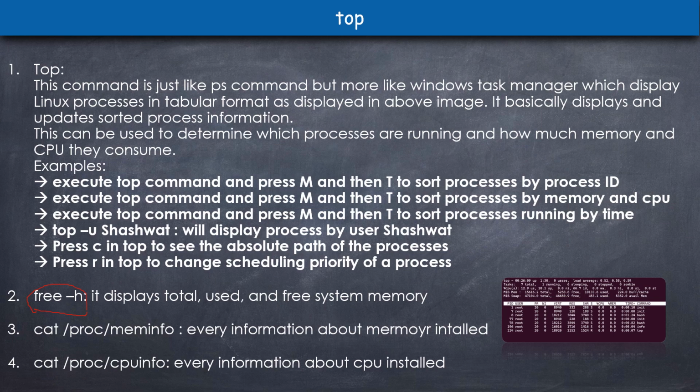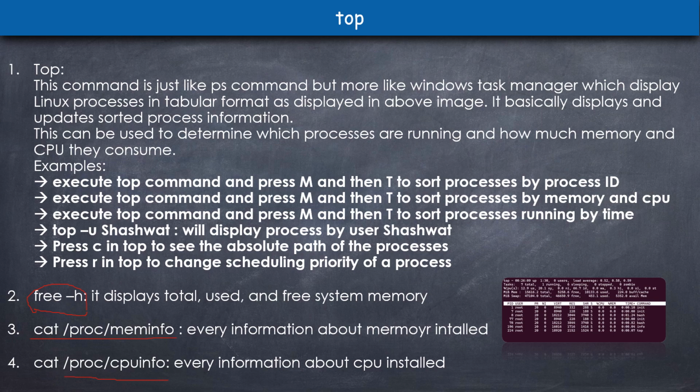This will give you a human readable format of memory information, like short information: how much memory is present on the system, how much is used, how much is buffered, those kinds of things. If you want to see all the information related to memory installed on a system, you can use this command, that is cat /proc/meminfo. This has a huge amount of information, so you can go through it. Likewise, if you want to see information about the CPU installed on the system, you can use the file /proc/cpuinfo.